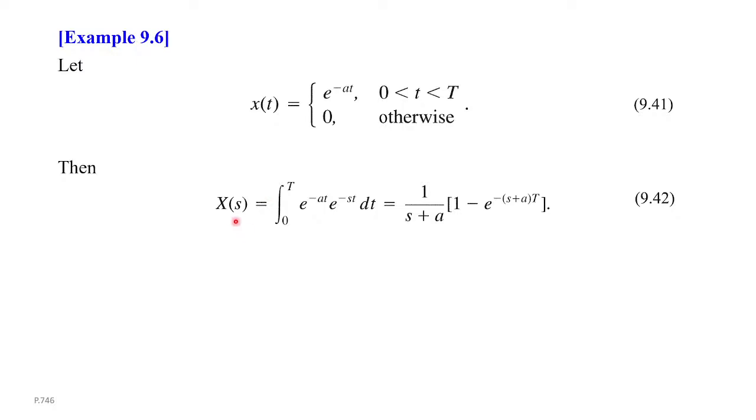And we can calculate the Laplace transform by plugging into the formula. So the integration of x of t times e to the minus st, and we change the region to the integration boundary here. You can work out the math, and you get 1 over s plus a, times the boundary terms.